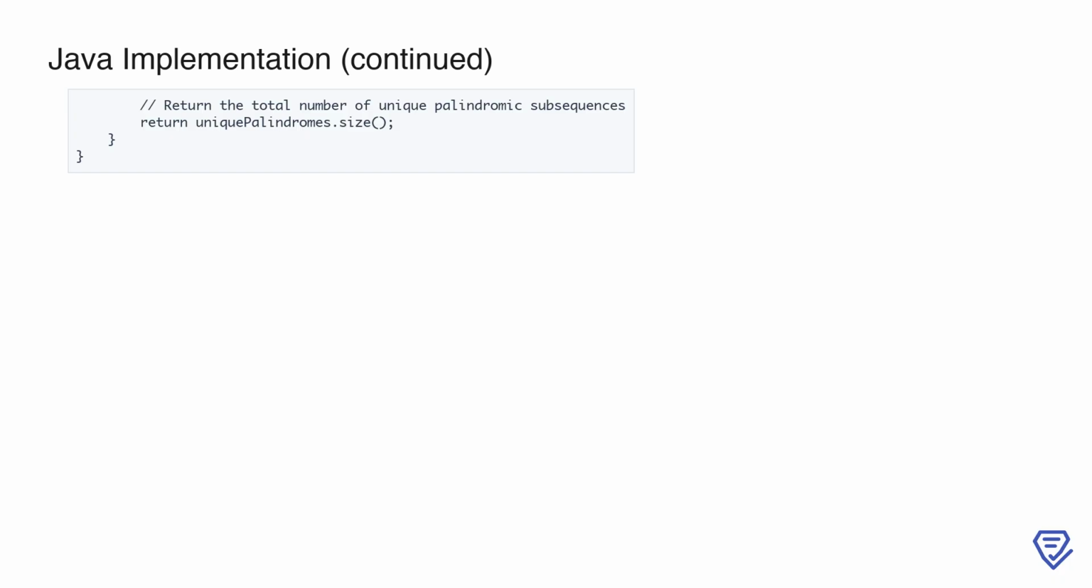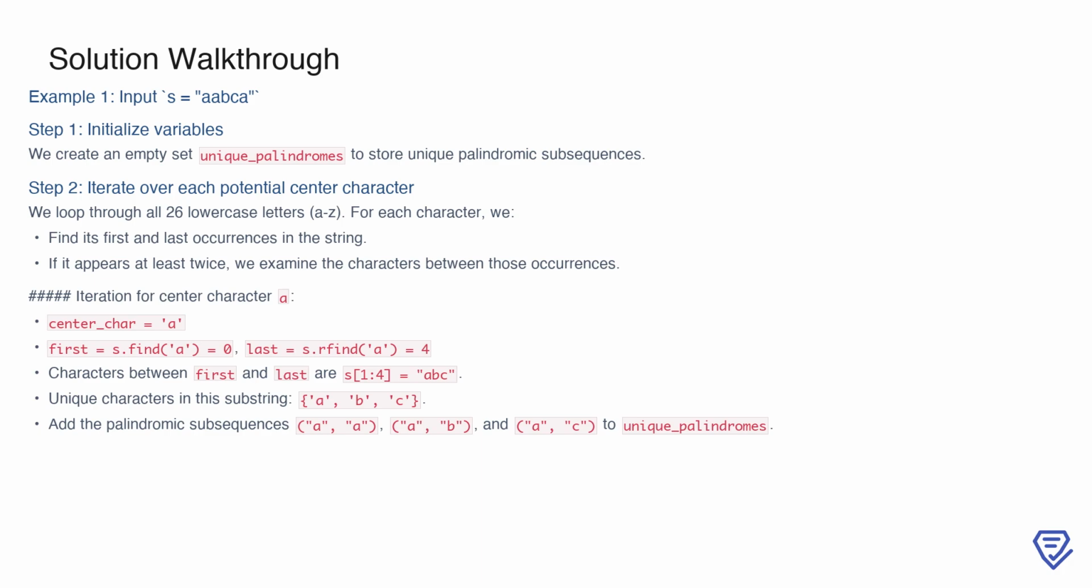To solve this problem, we start by initializing a set called unique_palindromes to store the unique palindromic subsequences that we find. Then, we iterate over all 26 lowercase letters, treating each one as a potential center character for these subsequences. For each character, we locate its first and last appearance in the input string. If the character appears at least twice, we extract the substring between these two positions and identify the unique characters within it.